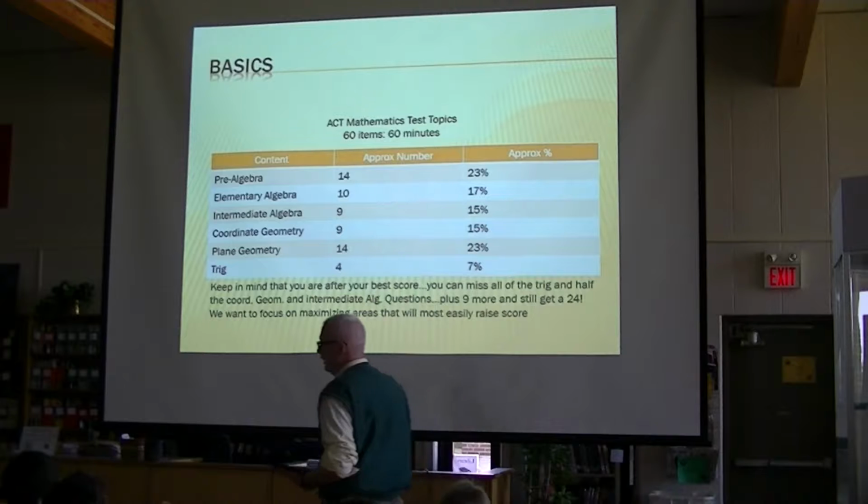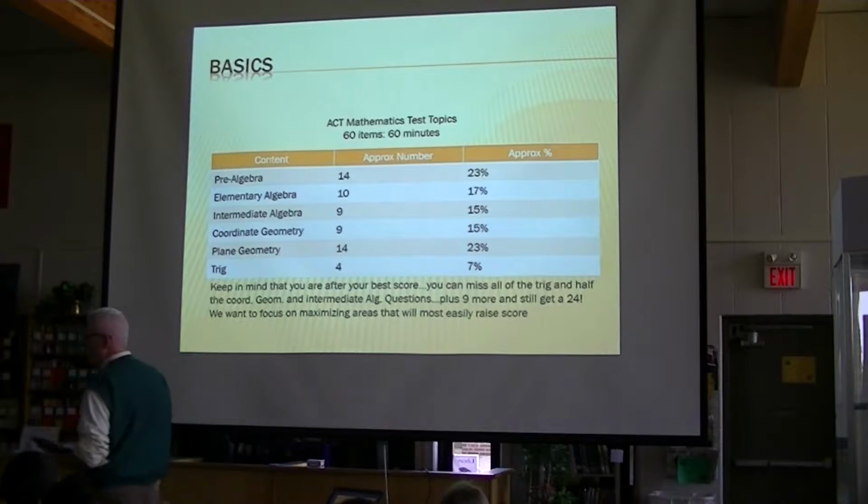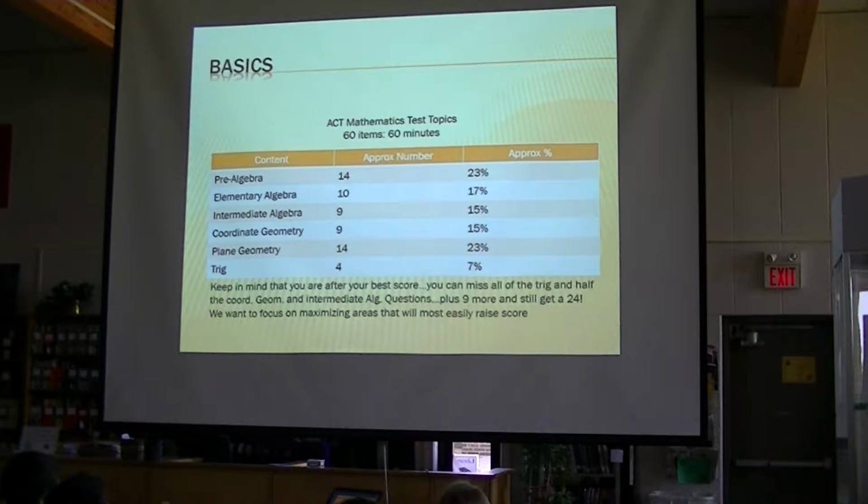Okay, you can miss all the trig. Let's just say you don't know how to do anything with trig, and I know you all do know a little bit about trig. I would assume all of you have seen, hey, the sine is opposite over hypotenuse, cosine adjacent over hypotenuse. That's trig. That's what we're talking about there. So I'm sure that all of you would be able to take a stab at that.